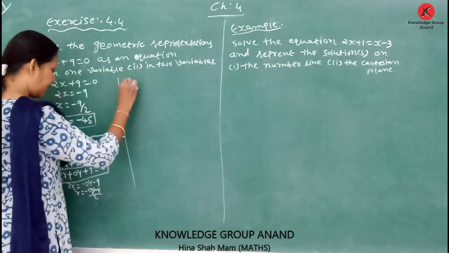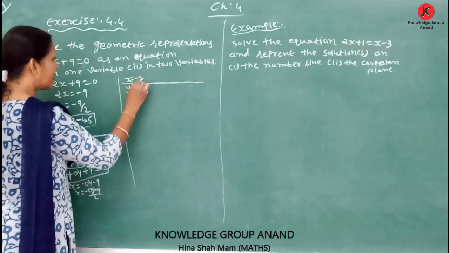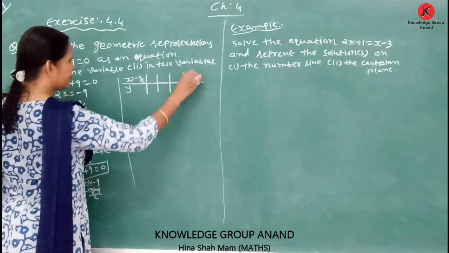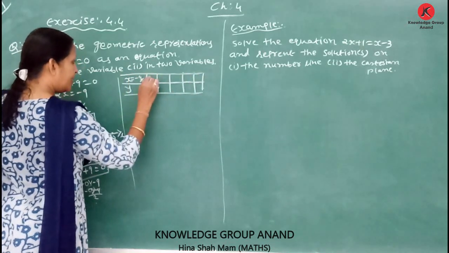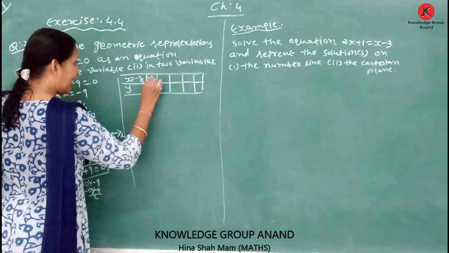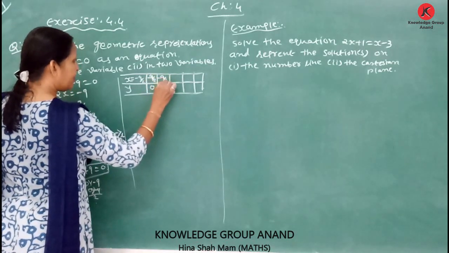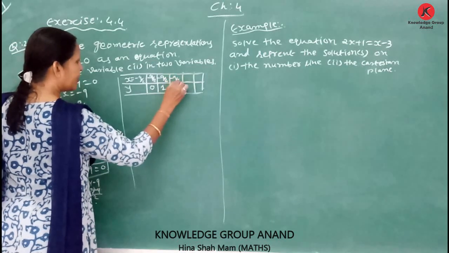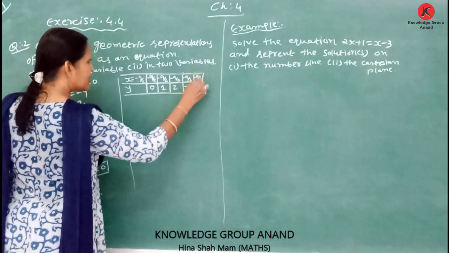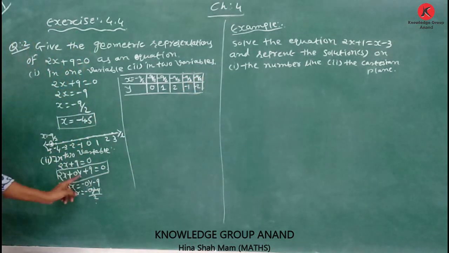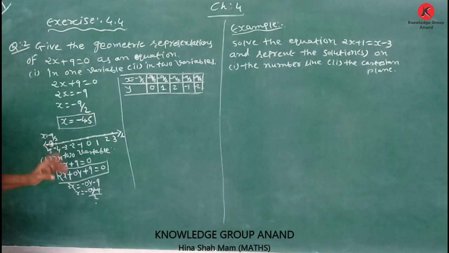We draw the table here first. x equals how much? Minus 9 by 2. Taking y equals 0, x equals minus 9 by 2; y equals 1, minus 9 by 2; y equals 2, minus 9 by 2; y equals minus 1, minus 9 by 2; y equals minus 2, minus 9 by 2. You put any value in this equation, and you get x equals minus 9 by 2.